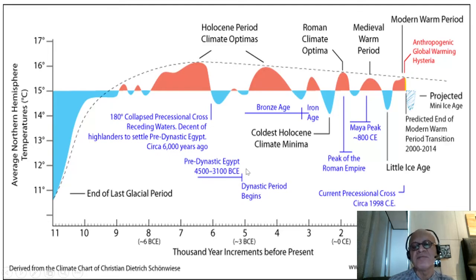The dynastic period begins here, going backward in time. We talked about the Bronze Age, not so much the Iron Age, but the coldest Holocene climate minima occurred around here, which led to all kinds of problems that we talked about. Roman climate optima, where agricultural expansion, prosperity, cities, invasions, Roman Empire expansion, and so on, and then the cooling.